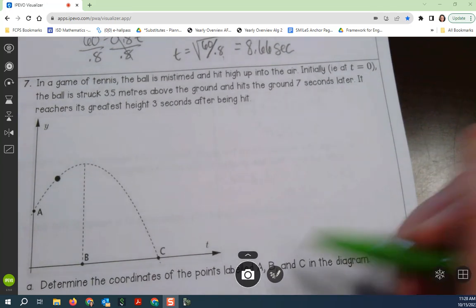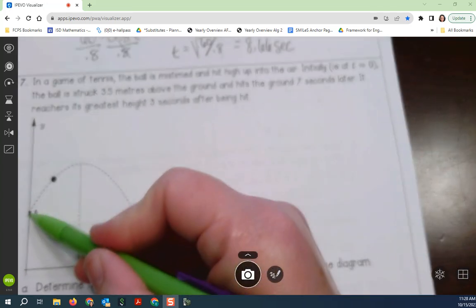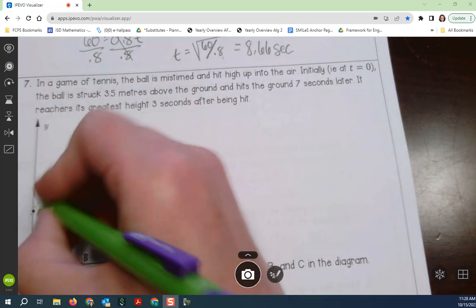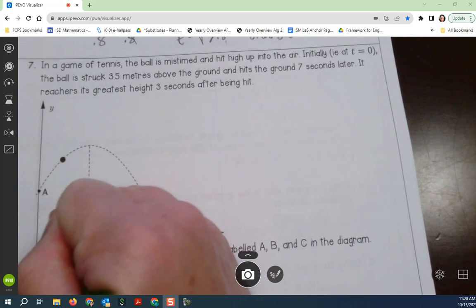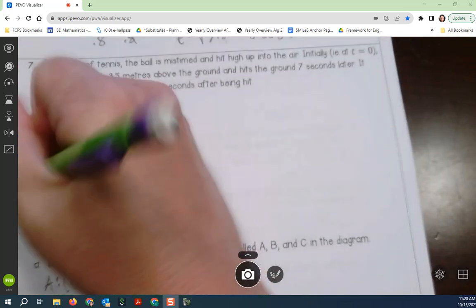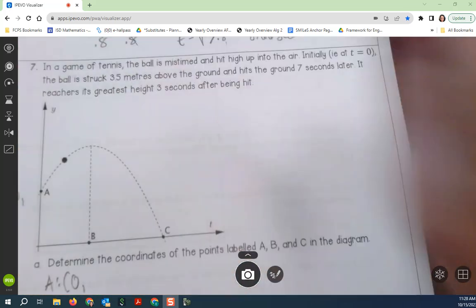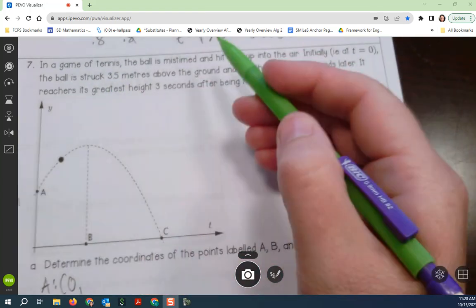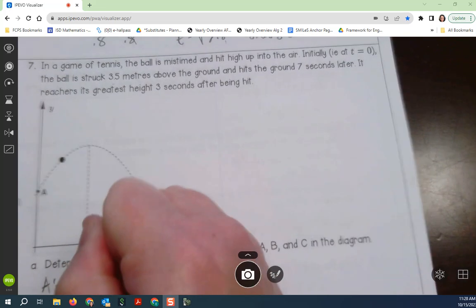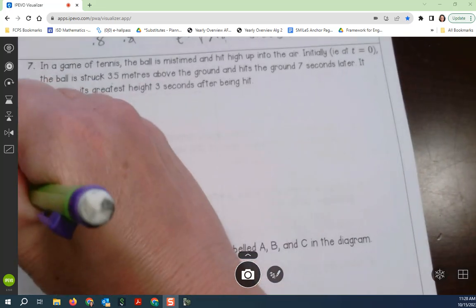All right, so A, this is when they started. It's on the y-axis, so the x value will be 0. I'm going to put it here as well, actually. And let's see, it says that it was struck 3.5 meters above the ground, so that's going to be 0, 3.5.